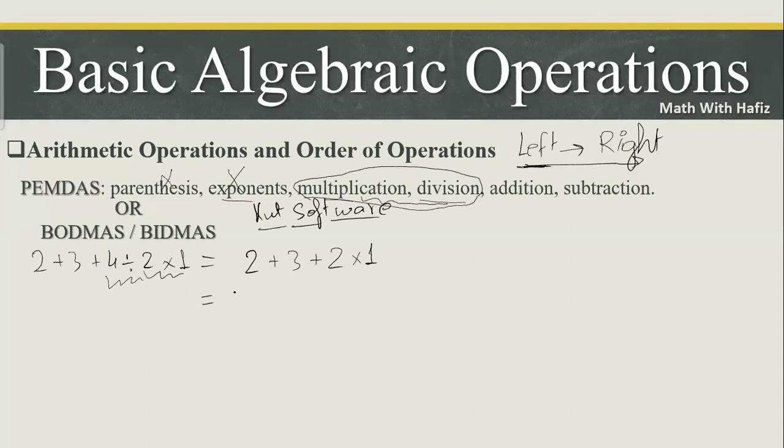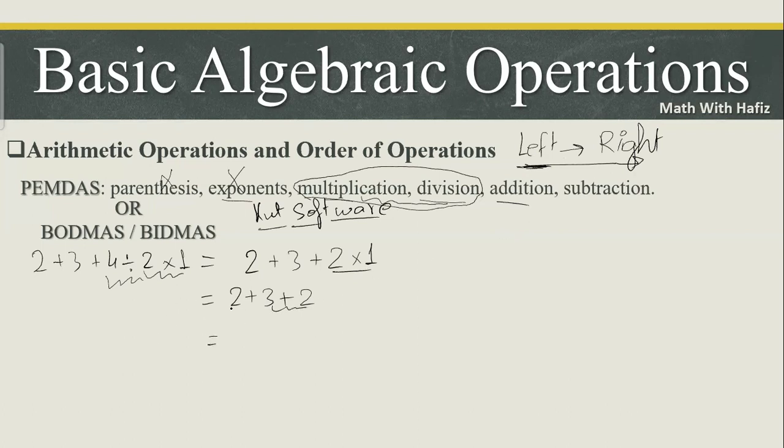All right. So we will then have 2 plus 3 plus, what is 2 multiplied by 1? It is again 2. Now we have addition. I will not add this 3 with this 2 because we have to move left to right.